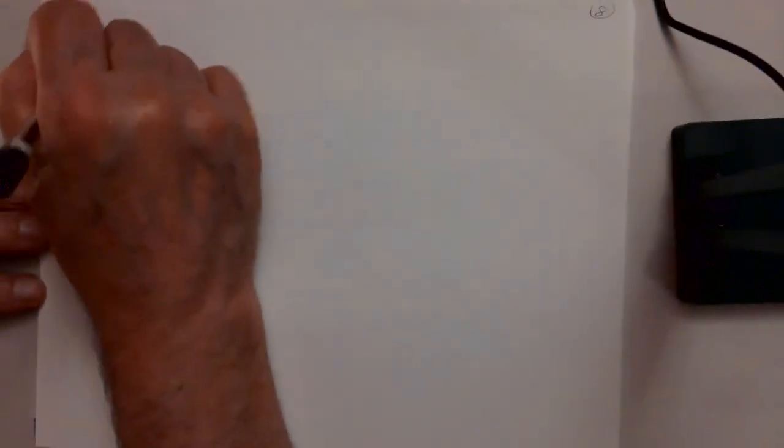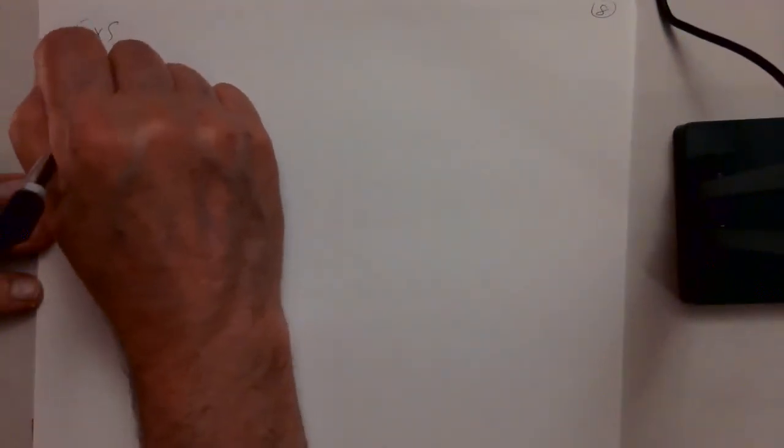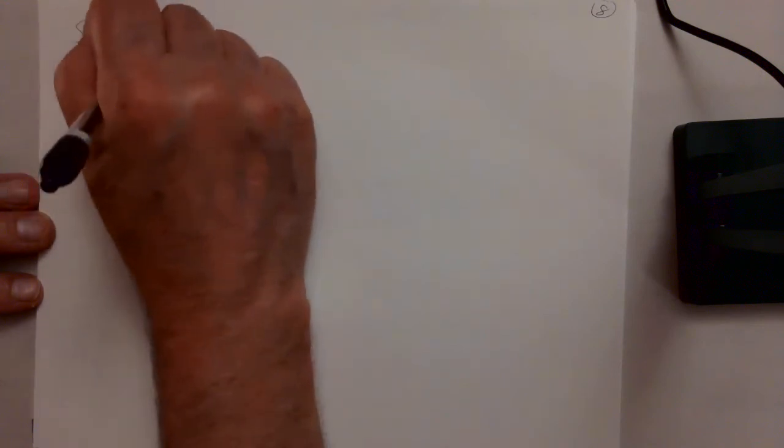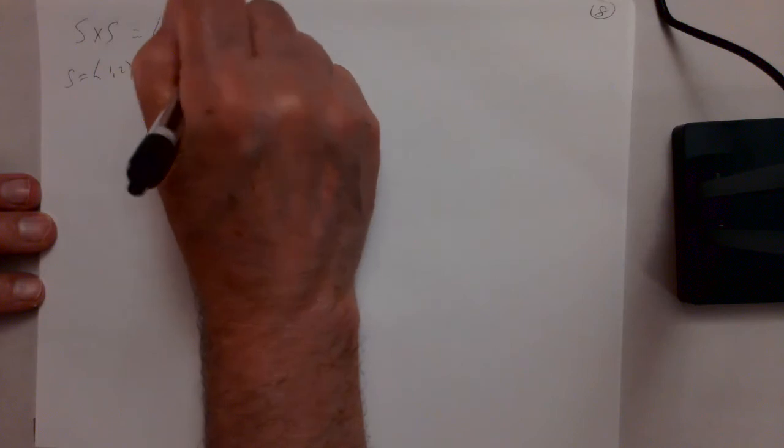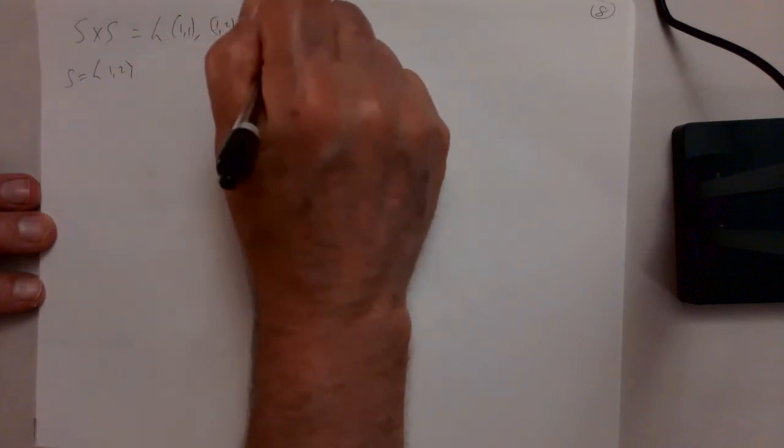Now you can take the product of a set with itself. S cross S, if S is, say, the set {1, 2}, S cross S would be the ordered pairs (1,1), (1,2), (2,1), (2,2).